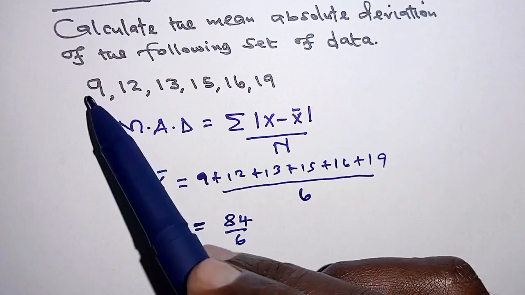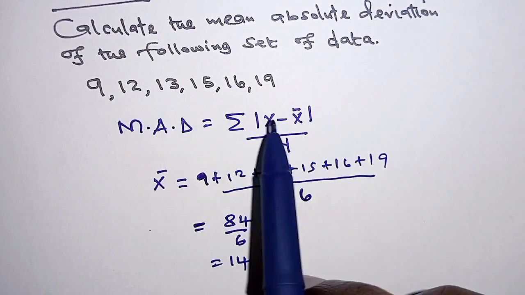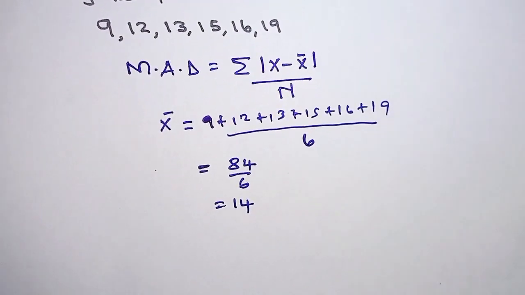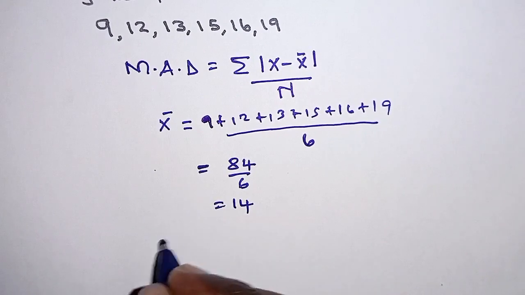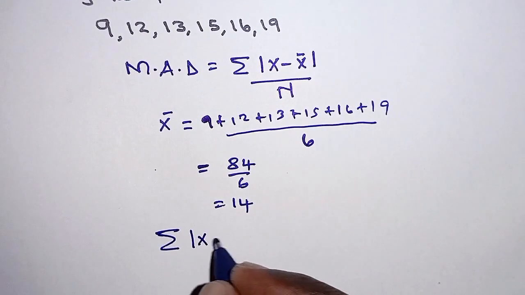X represents the variables here. So the values 9, 12, 13, and so on are the values of X. So we are going to determine the next step, the summation of the absolute deviations.